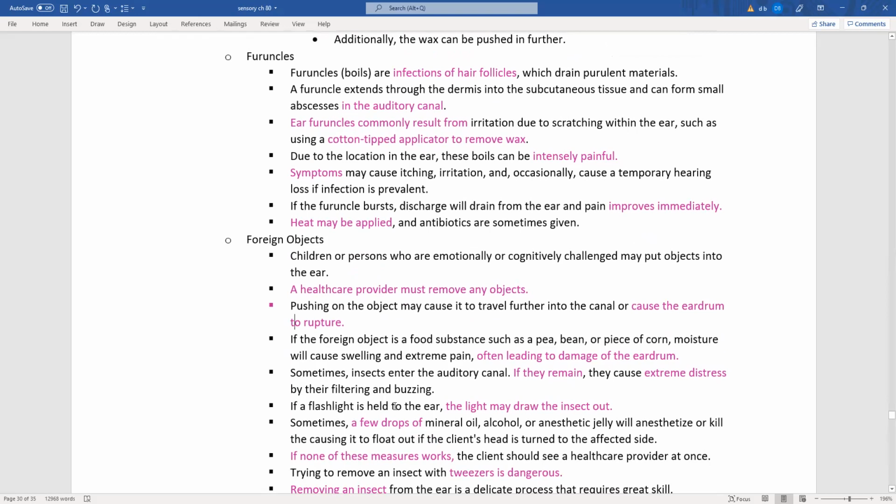If a flashlight is held to the ear, that roach or that ant or that spider, he'll crawl on up out of there. Sometimes a few drops of mineral oil, alcohol, or anesthetic jelly will anesthetize or kill the insect.